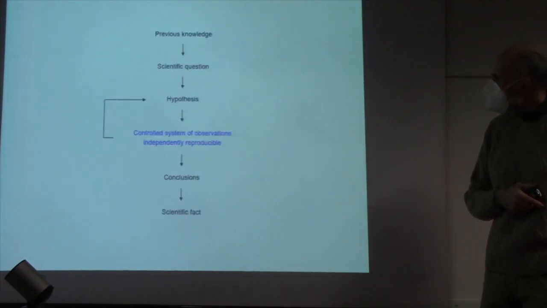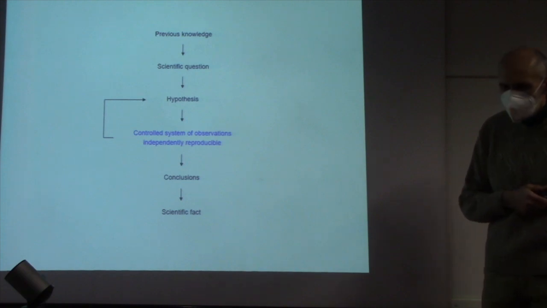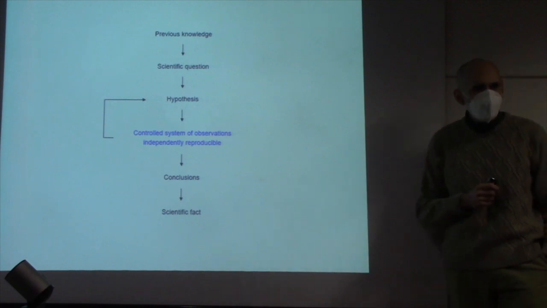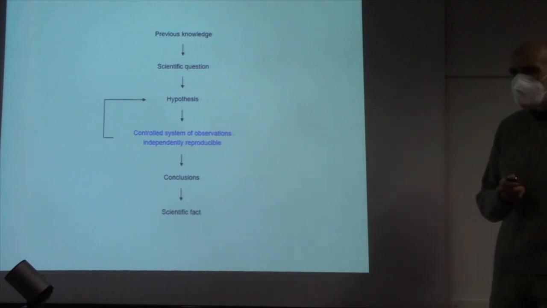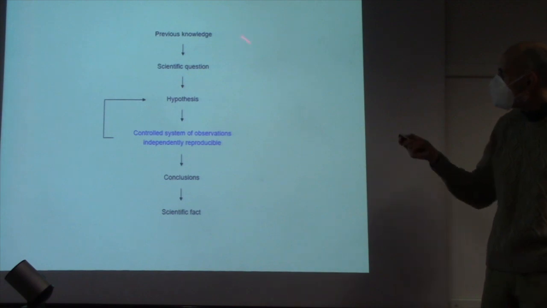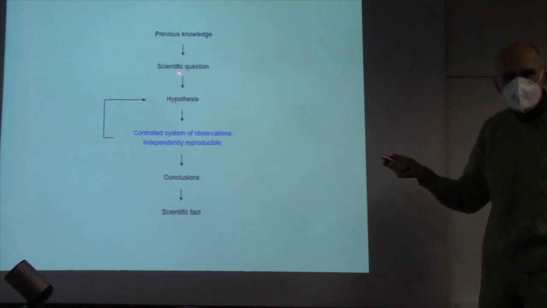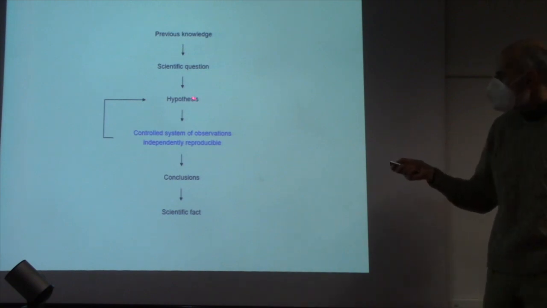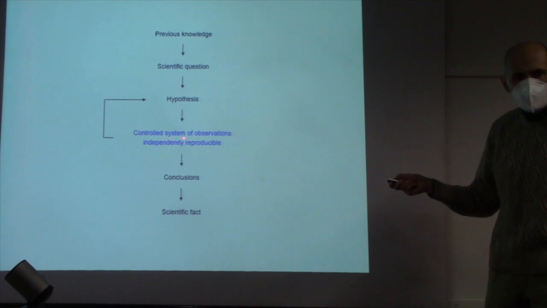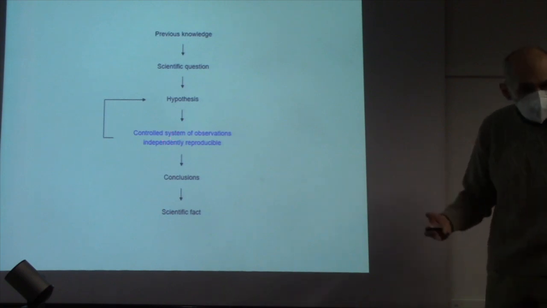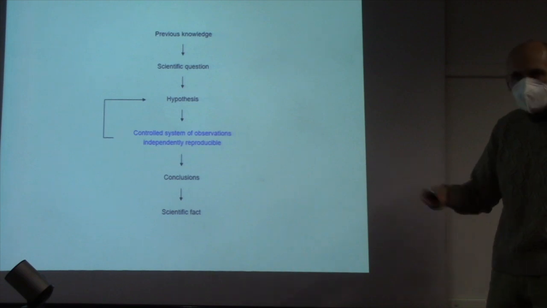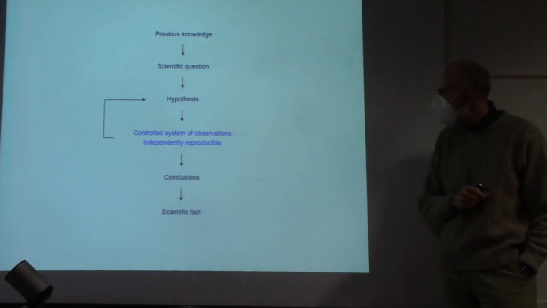But then, remember the schematic we talked about on the first day. The schematic according to which science is done in this way: we have previous knowledge, we have a scientific question, to answer which we hypothesize something, then we put the hypothesis to test, and if it is sustained by the test, then we draw conclusions and establish scientific fact. If it isn't, we go back and come up with another hypothesis.